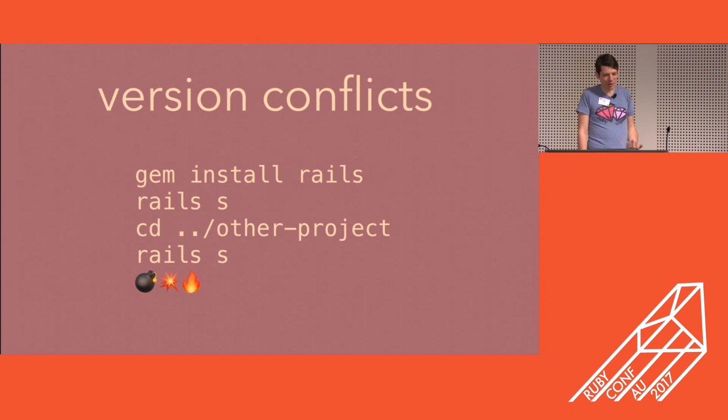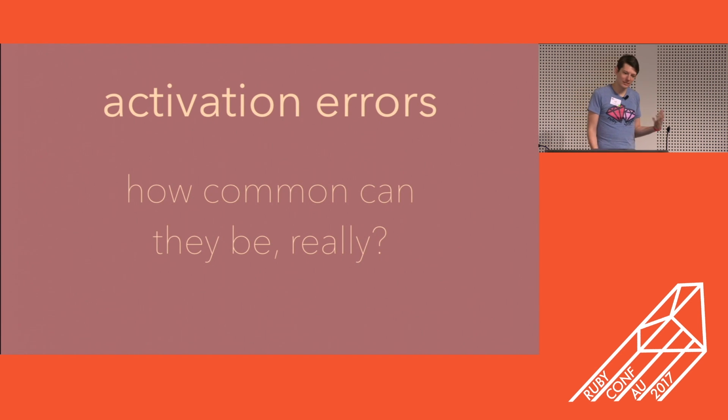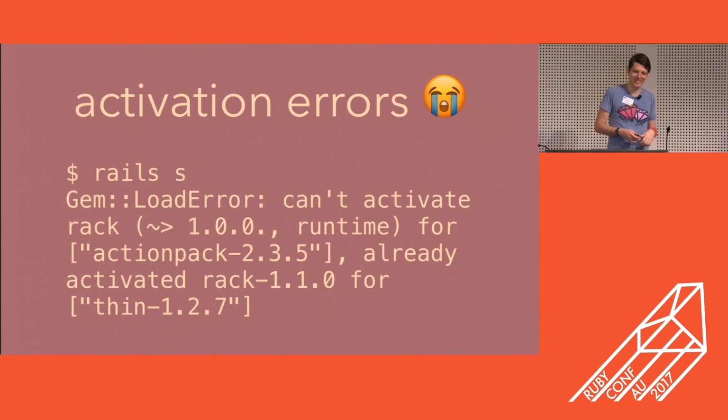There were other cool problems. The version conflicts, like we were talking about. You install Rails, you run one app, then you switch to another app, and now it's the wrong version of Rails. Less than ideal. And finally, there was a cool activation errors problem that a lot of people said, well, how common could that be really? And then a new version of Rails came out, and everyone suddenly had this problem.